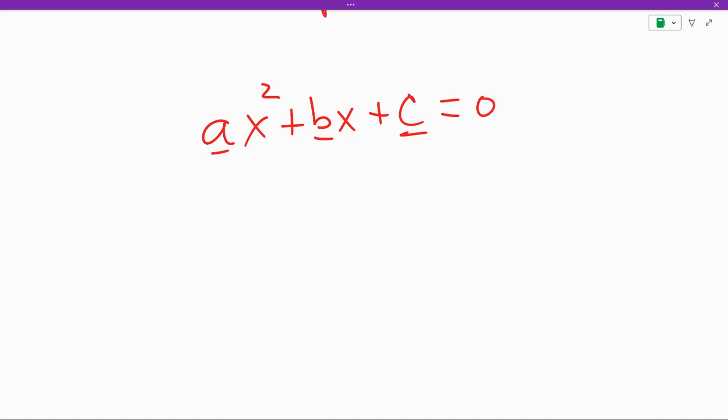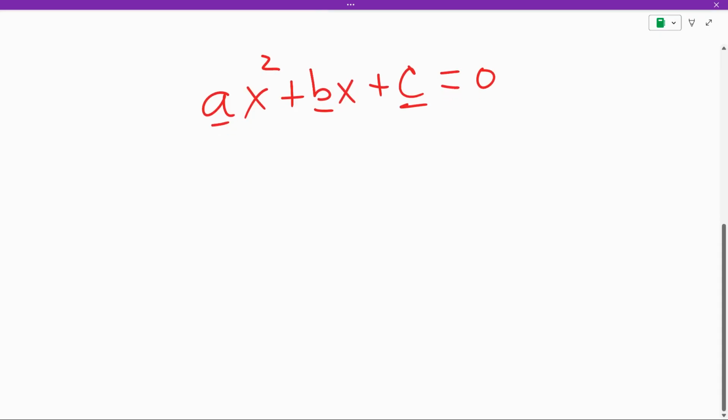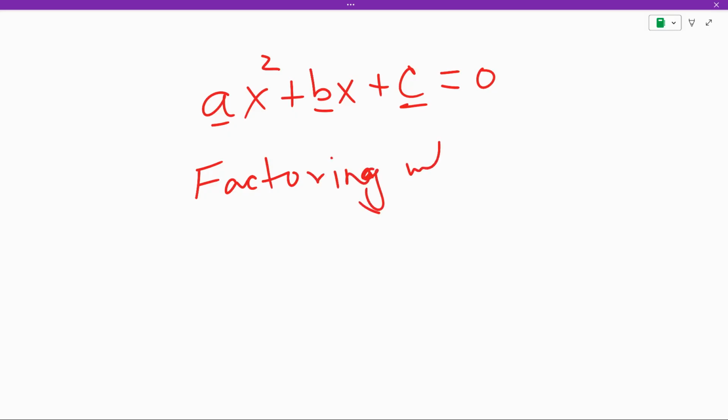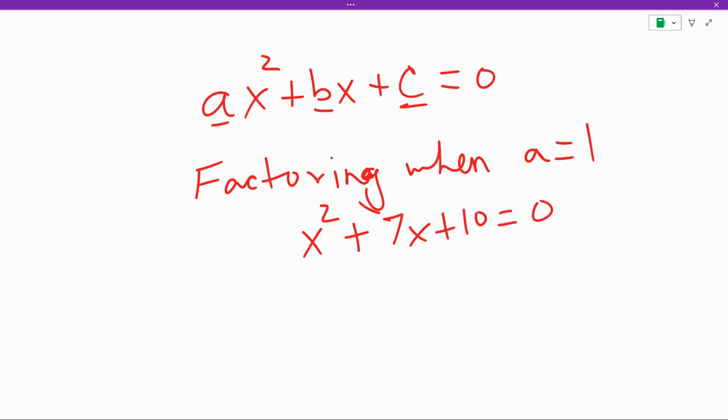Now let's consider factoring when a is equal to 1, or in other words, 1 is our coefficient for x squared, meaning there's no coefficient in front of x squared. For example, let's say we have x squared plus 7x plus 10 equals 0.